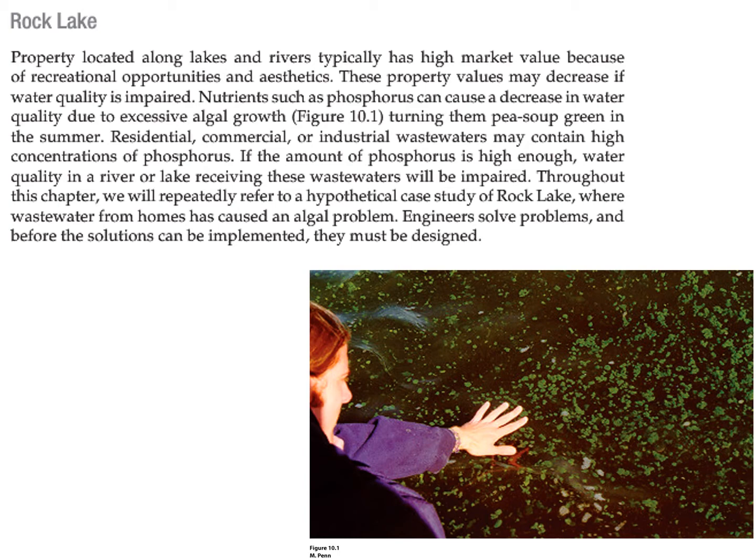So in this case, we have a lake with some properties around it. There is a water quality issue to do with high phosphorus levels and blue-green algae growth, and this is a concern. This is a hypothetical case study of Rock Lake, they're calling it. So how can we solve the problem of the algae in the lake?